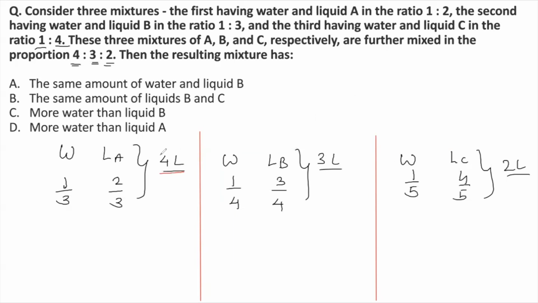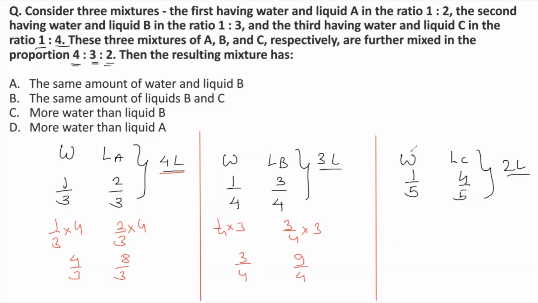4 liters of the mixture, water is 1/3 and liquid A is 2/3. So the water content is 1/3 of 4 and the liquid A content is 2/3 of 4. So 4 by 3 liters of water and 8 by 3 liters of liquid A. Similarly, for the second mixture, the water content is 1/4 of 3 and the liquid B content is 3/4 of 3. That's basically 3 by 4 liters and 9 by 4 liters.